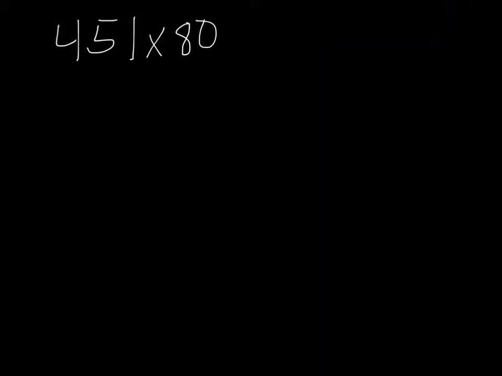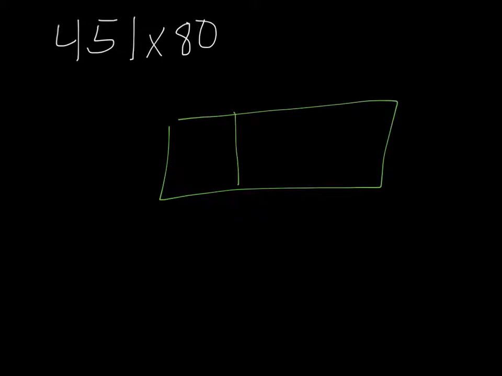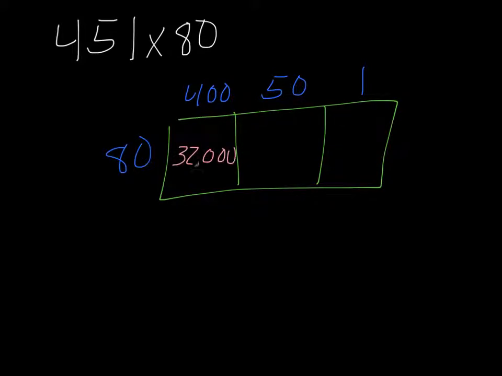What if we have the problem 451 times 80? Again, we can solve that using the area model. Okay, just like we saw last time. We have 80, 400, 50, and 1. Okay, here's where it gets a little bit more challenging. Remember that this is 8 tens and 4 hundreds. Okay, so I'm going to end up with thousands. Okay, so 8 times 4 is 32,000. Don't forget your comma.